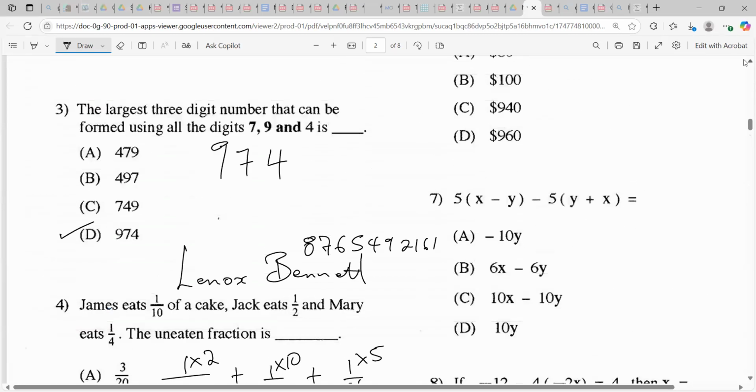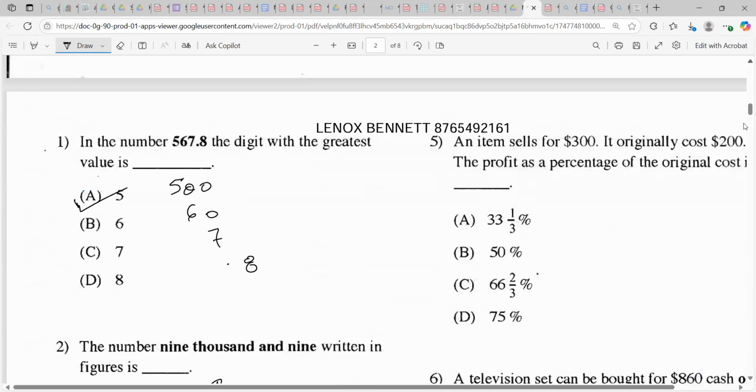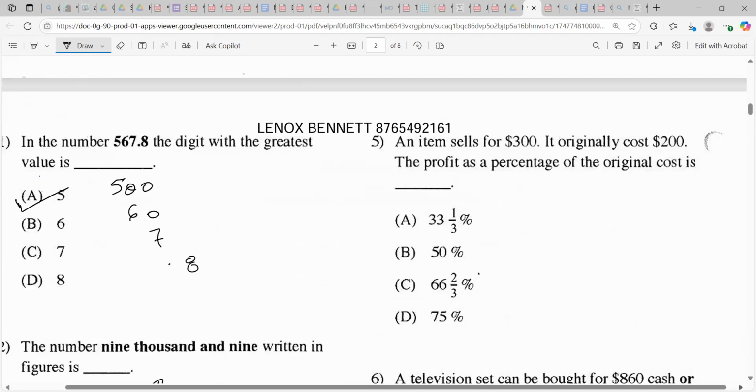Let's move on to number 5. It says now, an item sells for $300. Its original cost $200. The profit as a percentage of the original cost is, so they want the profit as a percentage of the original cost. Let's break it down. So if the item was sold for $300 and it was bought for $200, it means that the profit would have been $100.